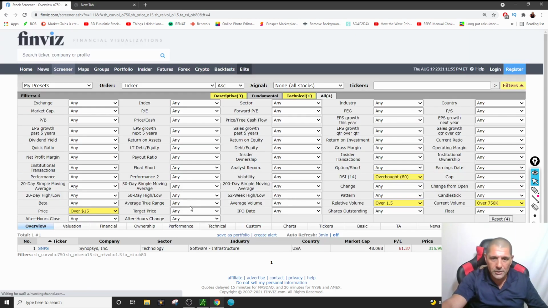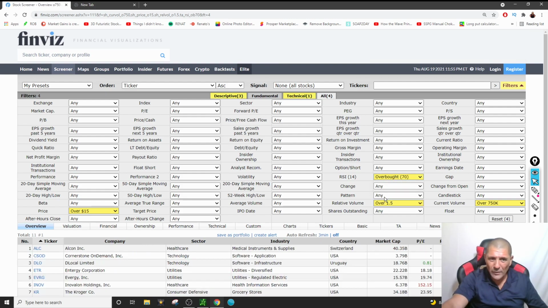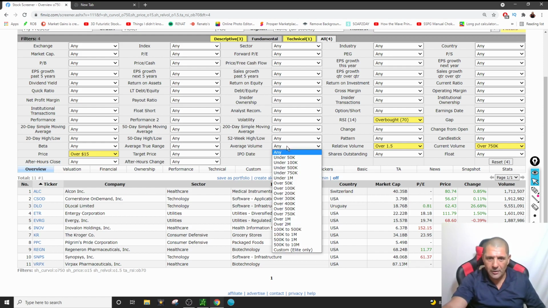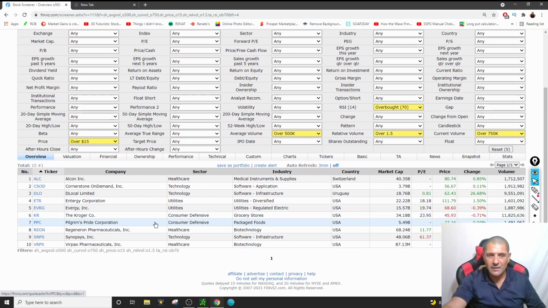Now this one will change. You can go 70, because if you do 80, there are very few stocks that are oversold at the moment, because today was not really one of the best days in the market. Now what you can do is set an average volume right here of over 500k. So you want to have stocks with a little more volume, okay?